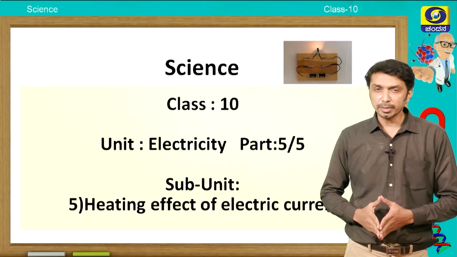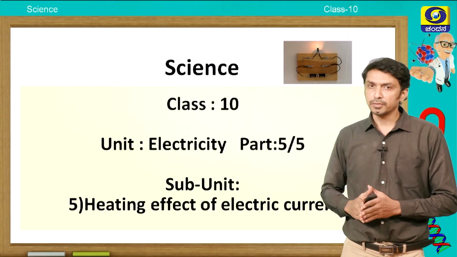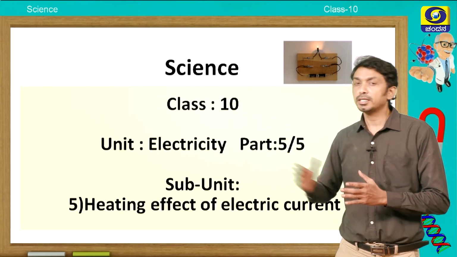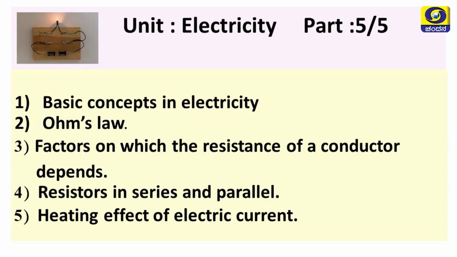Today in the topic electricity, we are discussing the fifth part, which is the subunit heating effect of electric current. Already in the previous 4 sessions we have learned basic concepts in electricity, Ohm's law, factors on which resistance of a conductor depends, and resistances in series and parallel. Today we are learning about the subunit heating effect of electric current.